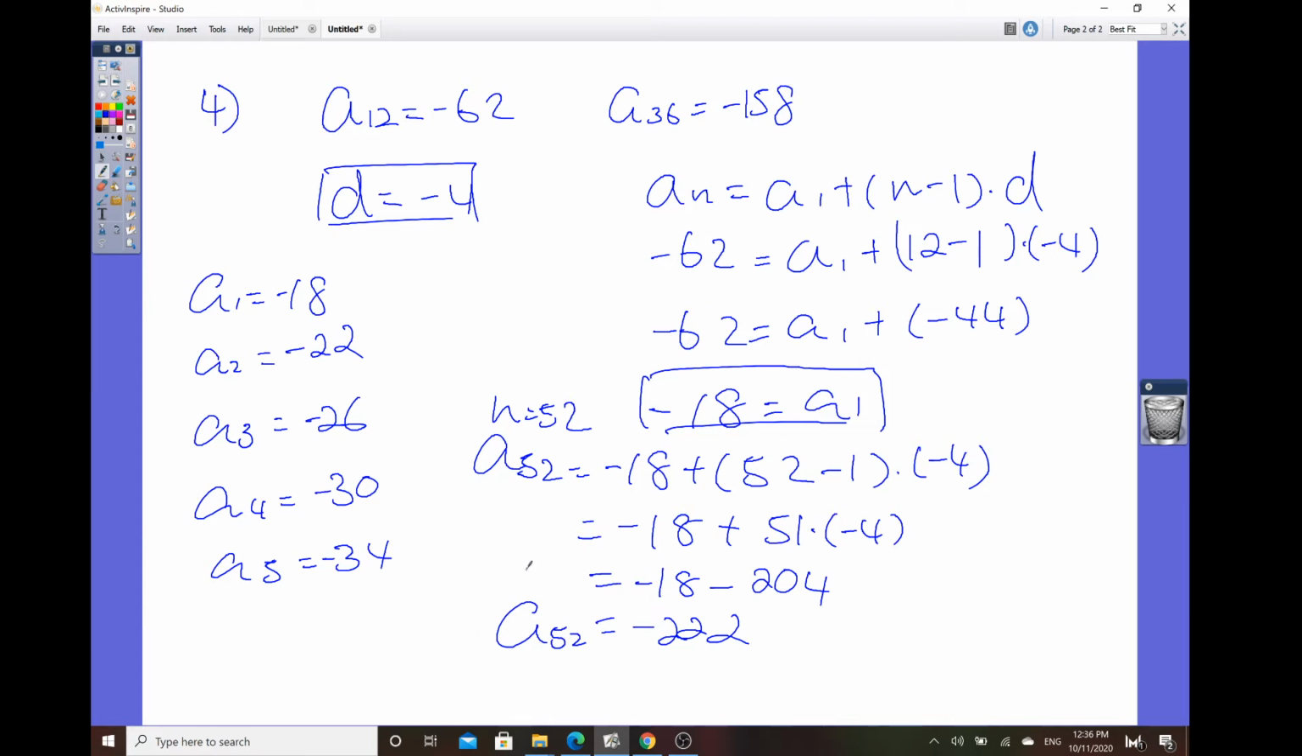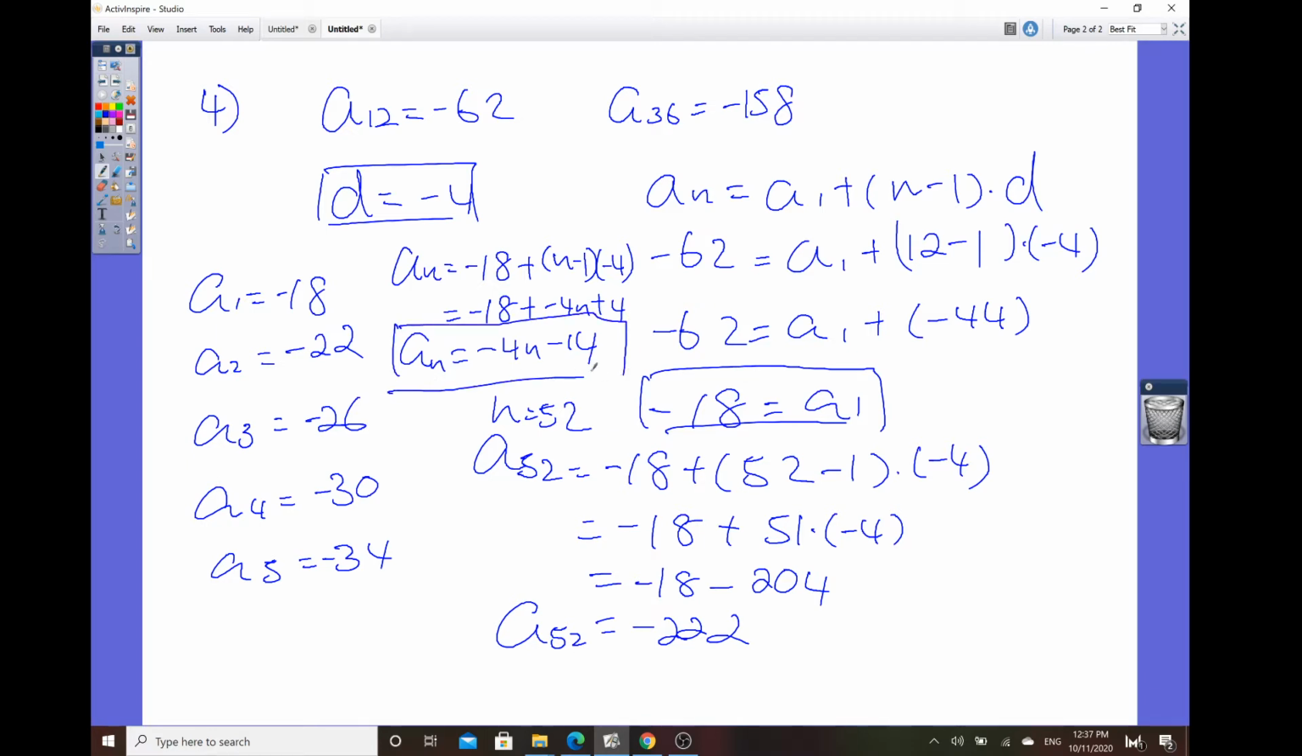And then the last thing you want to do, find the explicit formula for that a sub n. So a sub 1 is negative 18, so start out with the lowest term. And then plus the quantity of n minus 1 times the common difference, negative 4. Distribute, so negative 18 plus negative 4n plus 4. So eventually it's negative 4n, negative 18 plus 4, then that would be negative 14. Alright? So we found the explicit formula, the first 5 terms, the common difference, a sub 1, and the 52nd term.